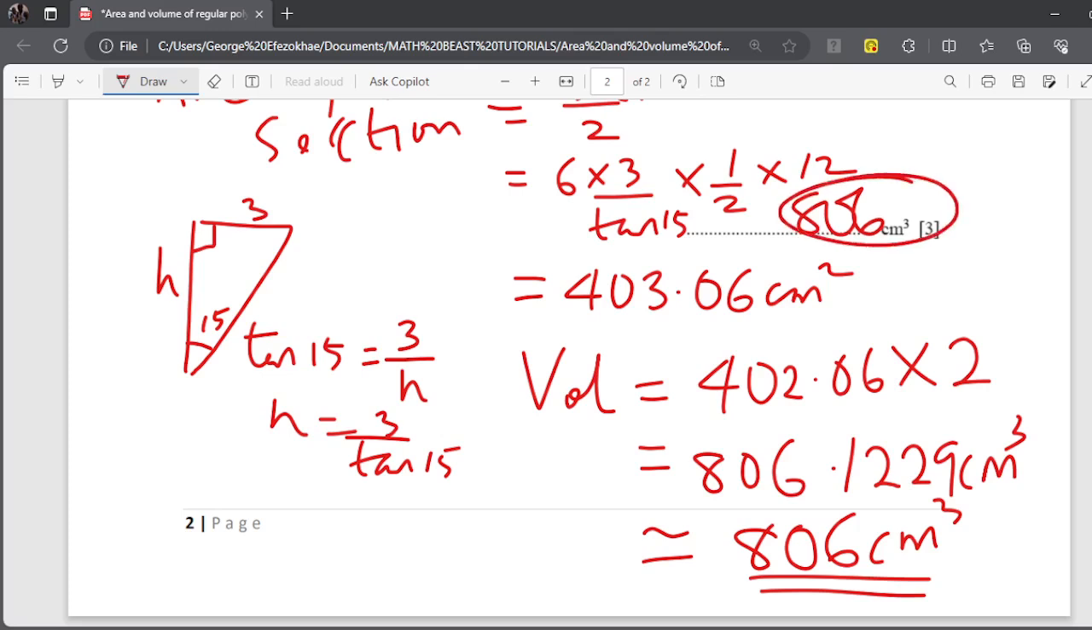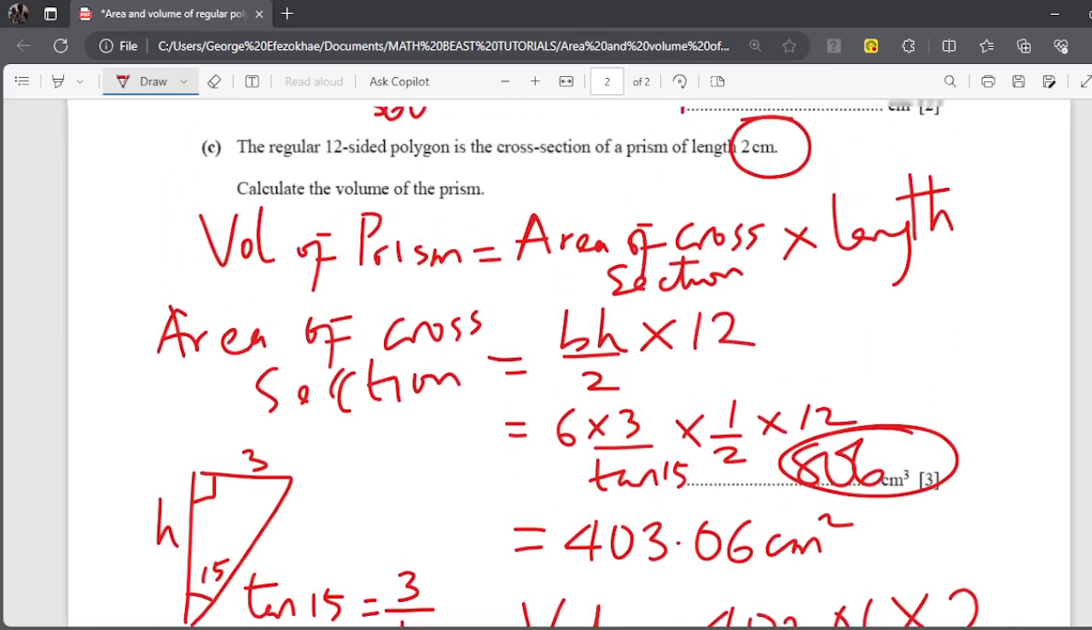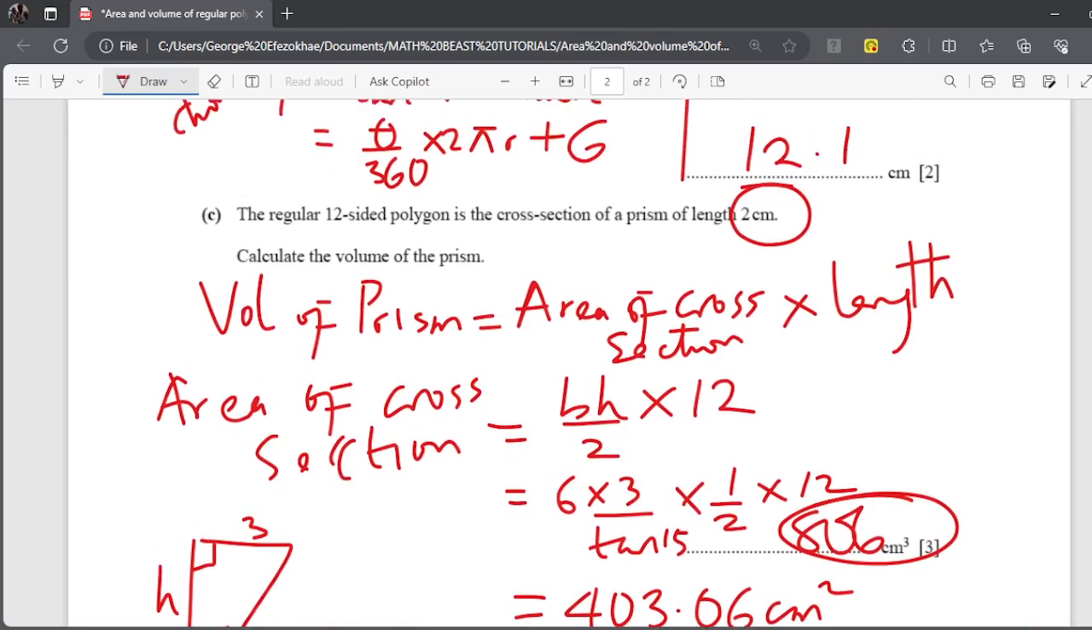So this is question number 4 of May/June 2022, paper 4.3, question 4.